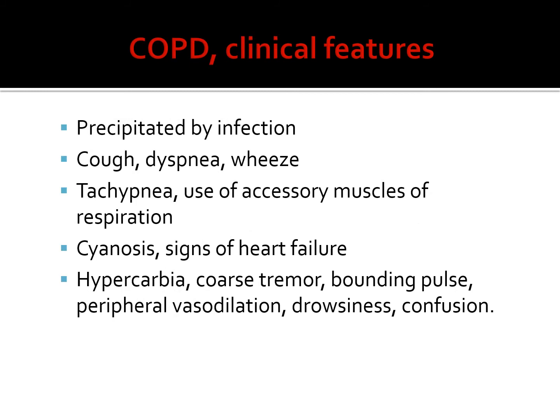The clinical features: usually this is caused or precipitated by a chronic infection. Symptomatology is usually cough, dyspnea or wheezing. There is tachypnea with use of the accessory muscles of respiration, and in severe cases, there may be cyanosis, signs of heart failure, hypercarbia, hoarse tremors, bounding pulse, peripheral vasodilation, drowsiness, and confusion.